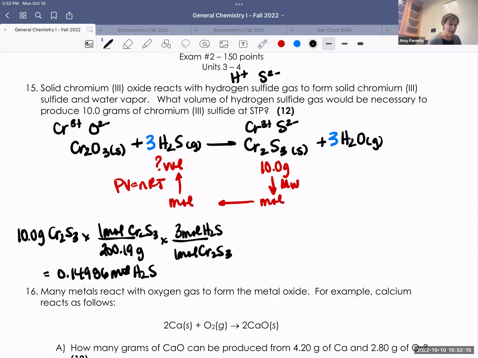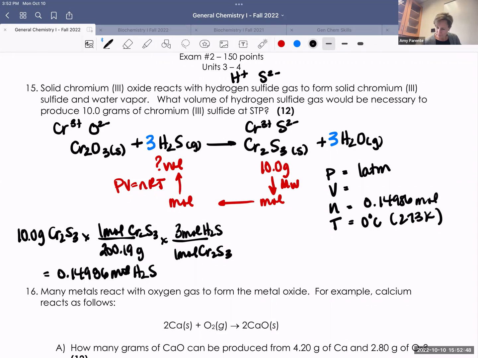And now I'm going to take that piece and put it into my PV equals nRT. So if I kind of come over here and I'm running a little bit out of room, so PV, n, and T, R is my constant, so I always know I'm going to have that. I'm at standard temperature and pressure. So pressure I know is going to be 1 atmosphere. Temperature is 0 degrees C, which ends up being 273 Kelvin. That's an easy math to do. My n is what I just figured out, 0.14986 moles. And then my volume is what I want to figure out.